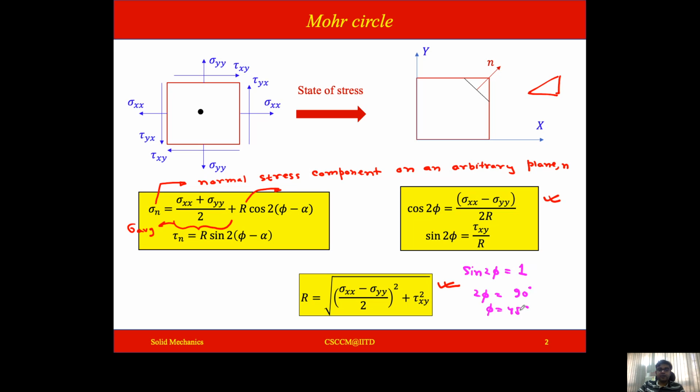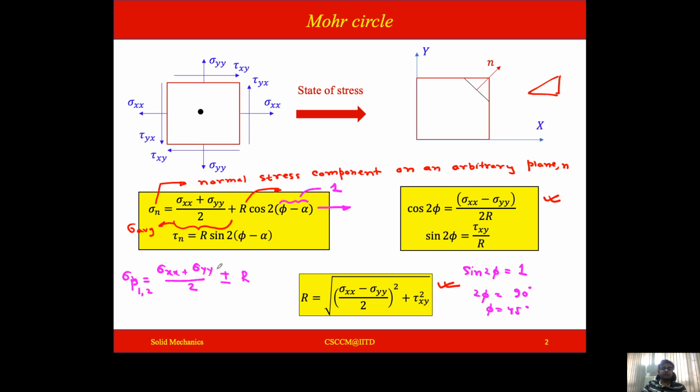So now, phi is equal to 45 degree. Now if you want to compute the principal stress using this formula, you are going to replace alpha with phi. So this term becomes cos 0, which is equal to 1. So your sigma n is actually sigma xx plus sigma yy by 2 and then plus minus r, because there are two principal stresses. So sigma p1 is plus r, sigma p2 is minus r.